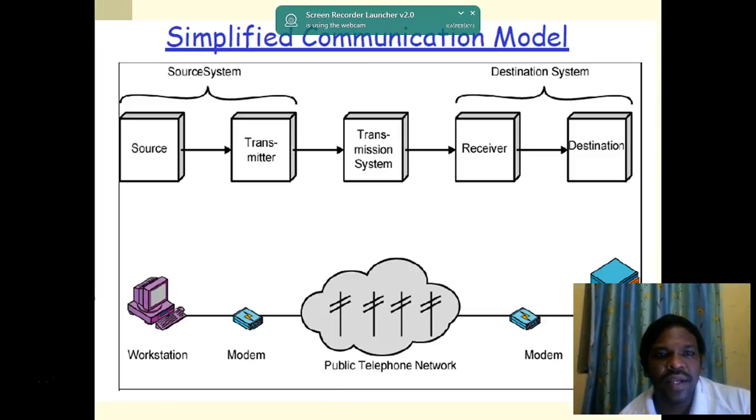So this is the simplified communication model where we have the source, transmitter, transmission system, receiver, and destination. The source and transmitter together are called the source system, and the receiver and destination we call the destination system. There is a transmission system which connects the source system and destination system. Whatever data or information you want to transmit from source to destination will go initially to the transmitter, then it will be transmitted towards the transmission system. Then the receiver at the destination system will receive whatever data you send, and then it will be redirected to the destination.